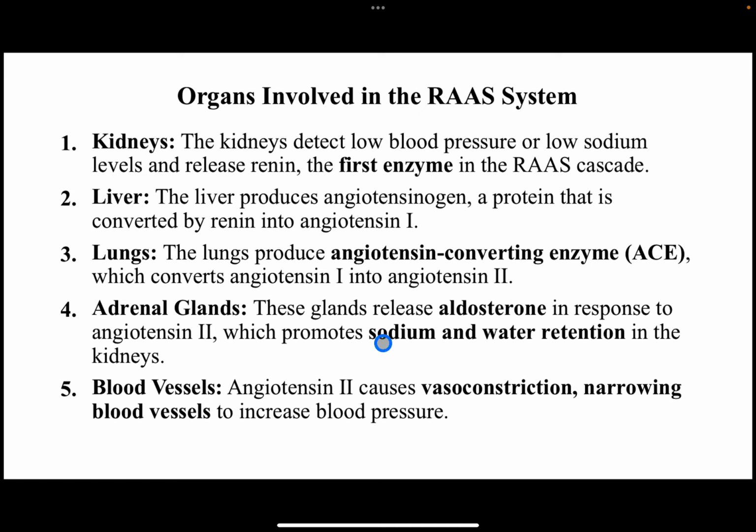Good. And another thing is that this angiotensin 2 can also stimulate sympathetic stimulation. It will activate sympathetic stimulation, and sympathetic stimulation will cause vasoconstriction.